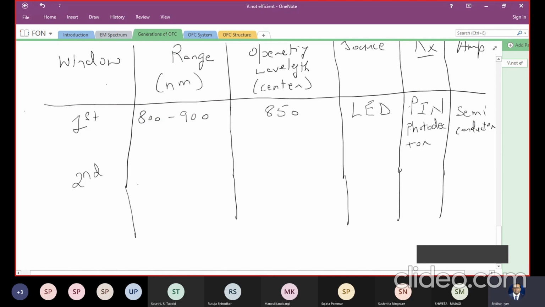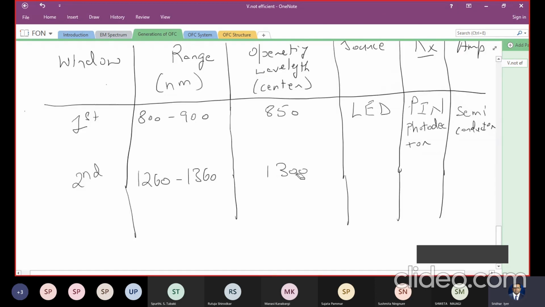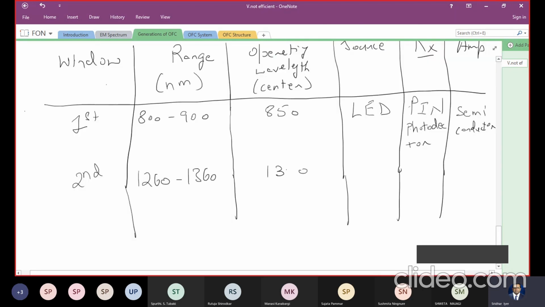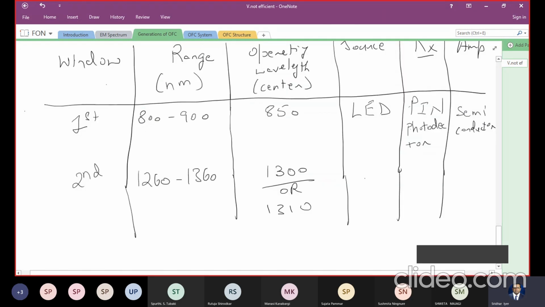In the second window, the range is about 1260 to 1360 nanometer. This is an approximation, but it is in that range. The center wavelength is 1310 nanometer. Some books specify 1300, but from the articles and other things I've read, it is 1310 nanometer. However, if you write 1300 or 1310, both are correct, but I would go with 1310 nanometer.